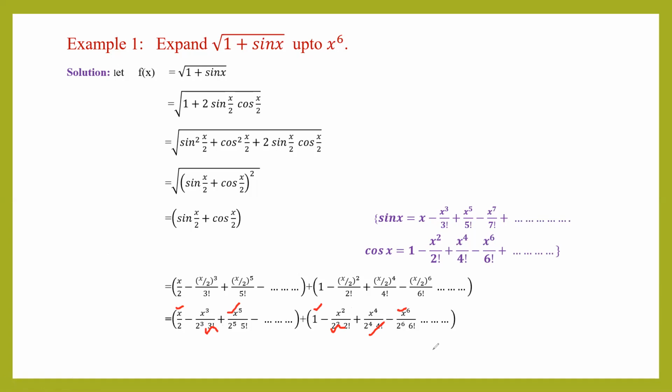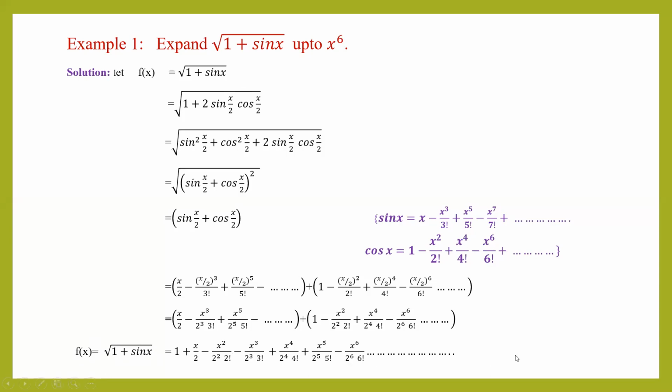So in this way we have to arrange this in increasing powers of x, and when you arrange this in increasing powers of x, you will get the expansion of the required function square root of 1 plus sin x as 1 plus x by 2 minus x square 2 square upon 2 factorial and so on.